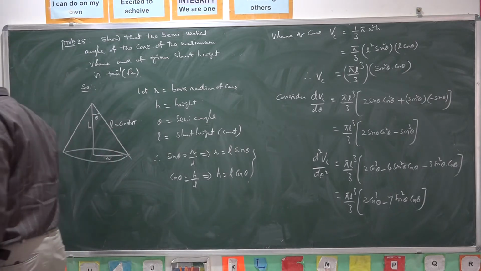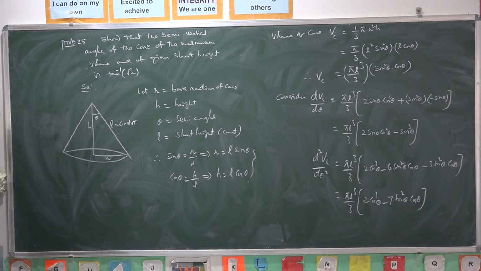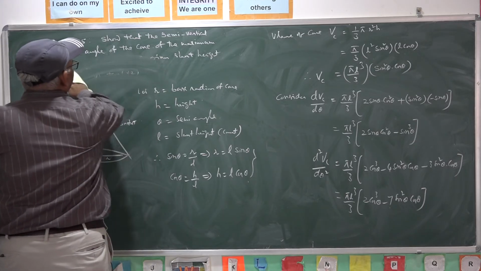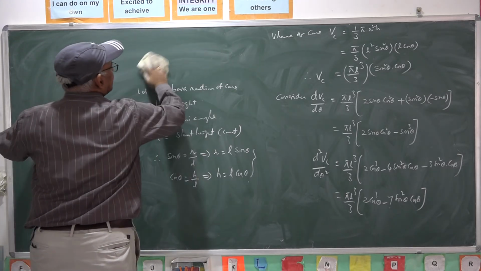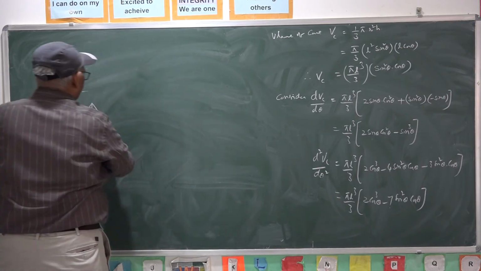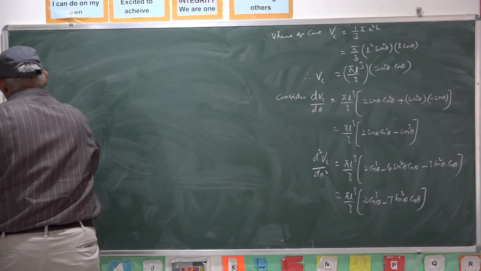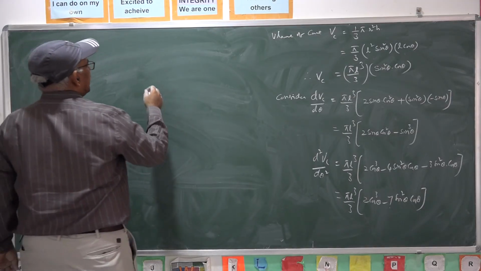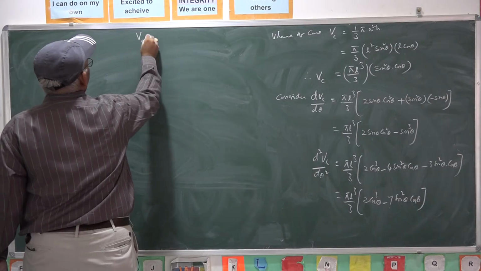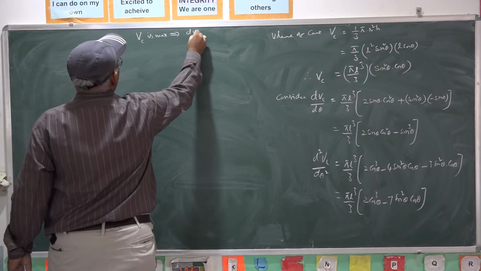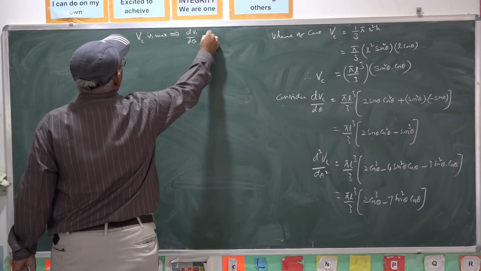Now, for V to take its maximum value, dV by d theta is 0. V is maximum implies the first derivative must be 0.